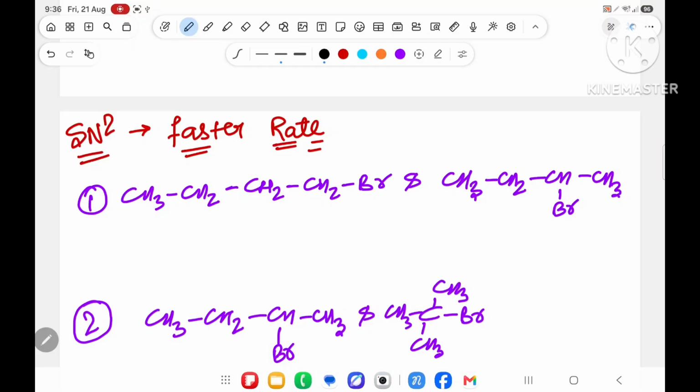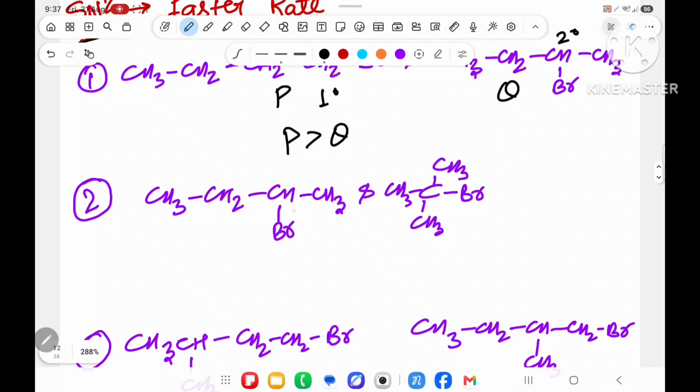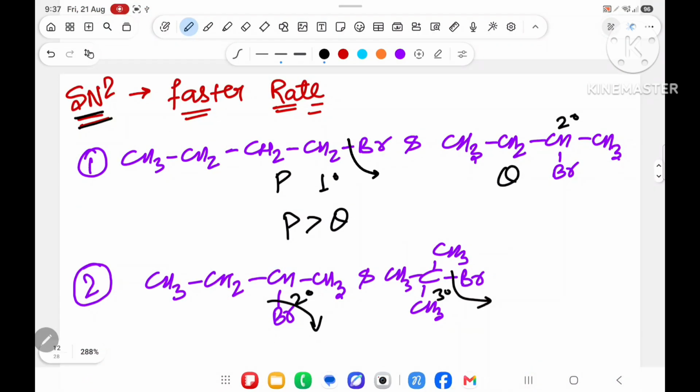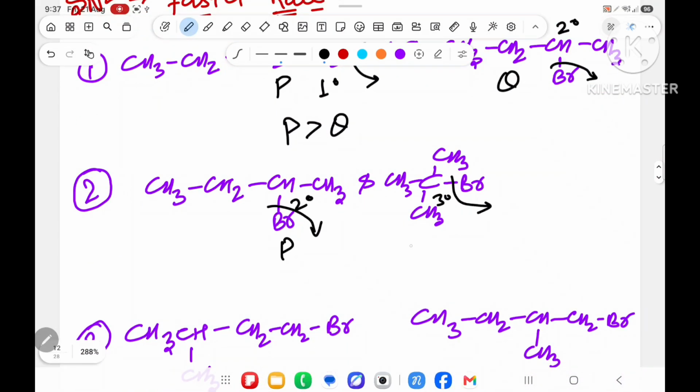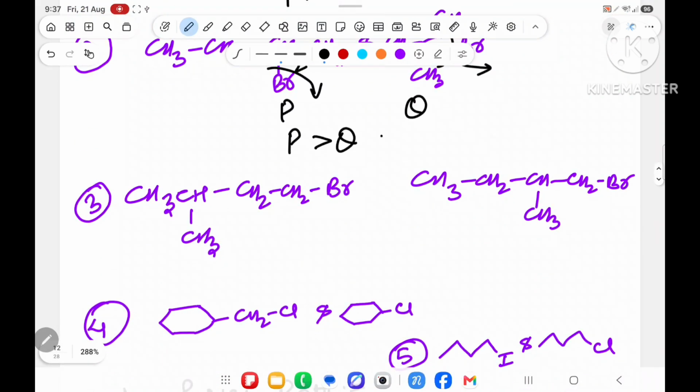say. Suppose in this part, this is P, this is Q. They are asking which one of the following will do SN2 faster. So this is 1 degree, this is 2 degree. 1 degree will do faster than 2 degree. Over here, after removing Br we have to check. So this is 2 degree, this is 3 degree. This is P, this is Q. Which one will do faster? P will be faster than Q.